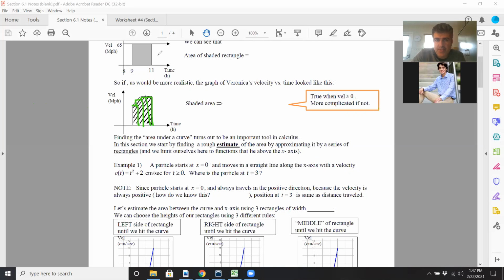Of course, for Lauren, it was easy because she stayed at the same speed, so it's just nice and flat. A little tougher for Veronica. So let's look at an example here.